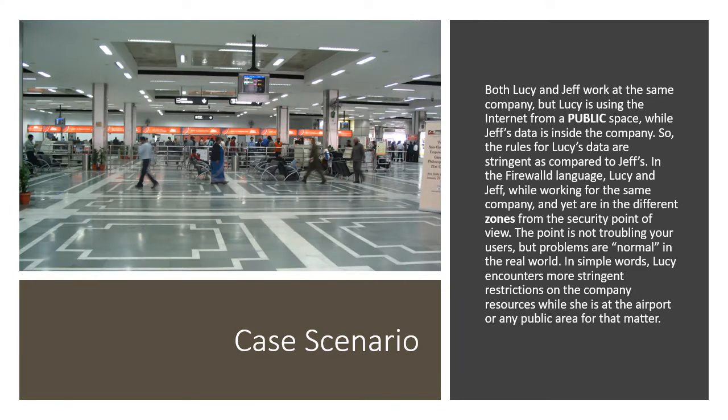Both Lucy and Jeff work at the same company, but Lucy is using the internet from a public space, while Jeff's data is inside the company. So the rules for Lucy's data are stringent as compared to Jeff's. In Firewalld language, Lucy and Jeff, while working for the same company, are yet in different zones from the security point of view. The point is not troubling your users, but problems are normal in the real world. In simple words, Lucy encounters more stringent restrictions on the company's resources while she is at the airport or any public area for that matter.